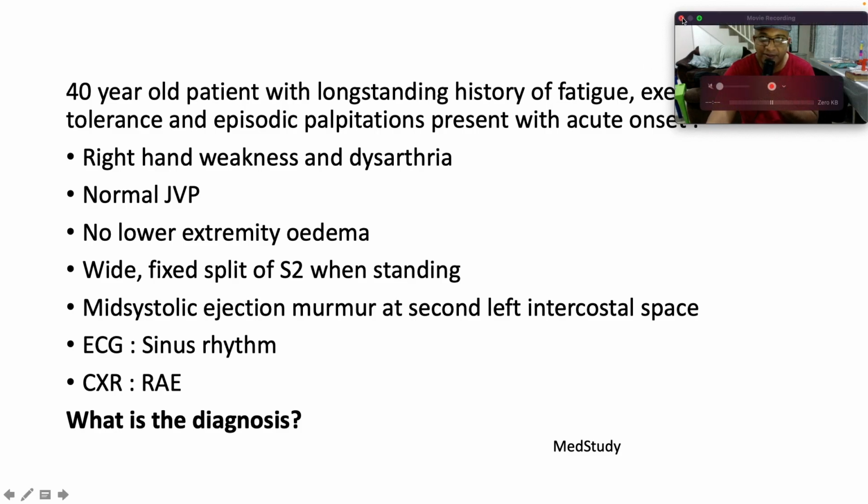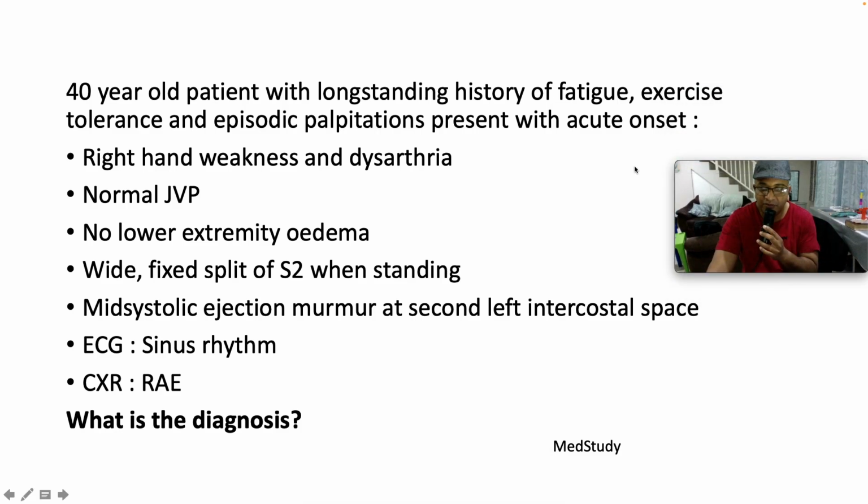So this is a typical illness script for atrial septal defect. A 40-year-old patient with a long-standing history of fatigue, diminished exercise tolerance, and episodic palpitations presents with an acute onset of right hand weakness and dysarthria, a normal jugular venous pressure on examination, no lower extremity edema, and this is the buzzword, wide fixed split of the second heart sound when standing.